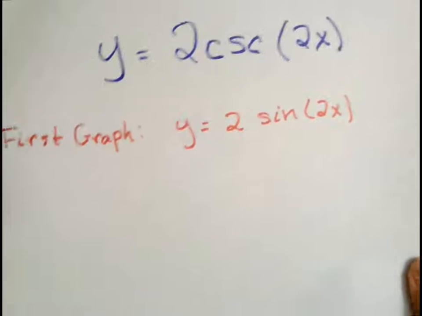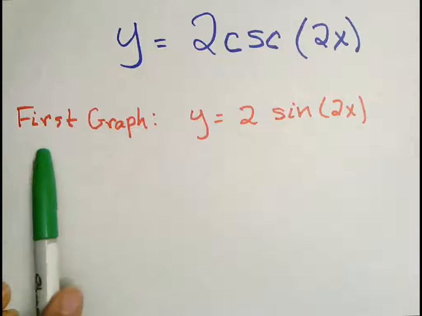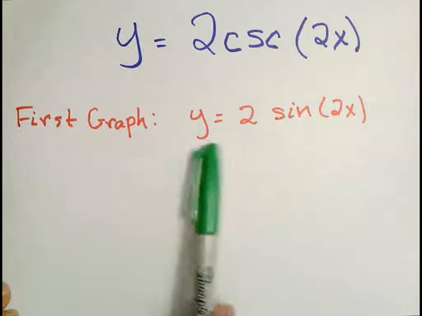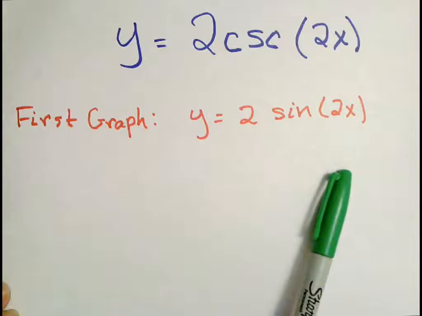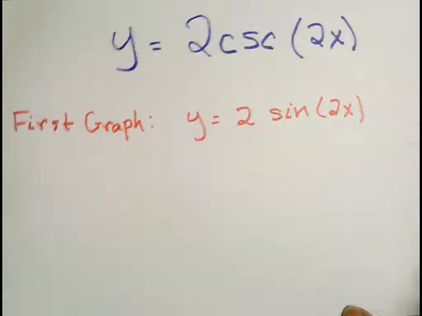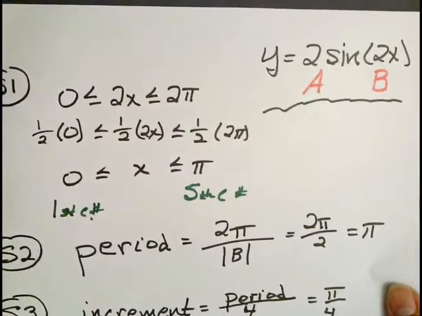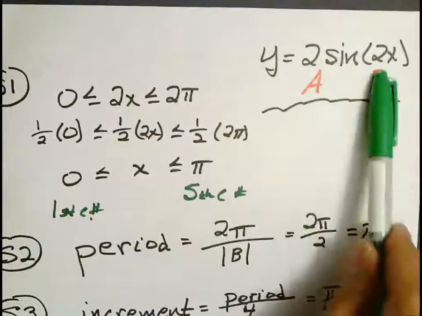Now, the next thing we're going to do, we're going to sketch another cosecant function. And this is the cosecant function that we're going to sketch. First thing we'd have to do, we have to graph y equals 2 times sine of 2x. Remember, reciprocal functions. Why? So that we can find where we're going to have the vertical asymptotes. So our 5-step procedure, the first thing we're going to do, now remember this is our A and this is our B.